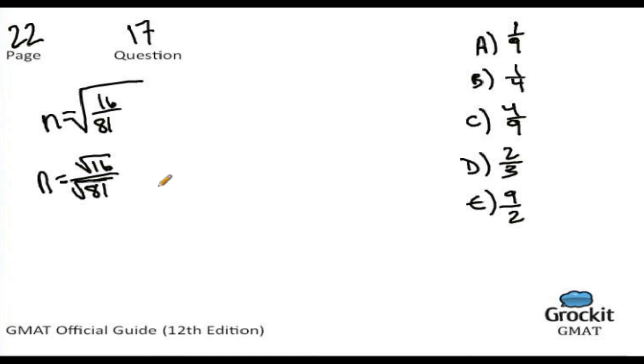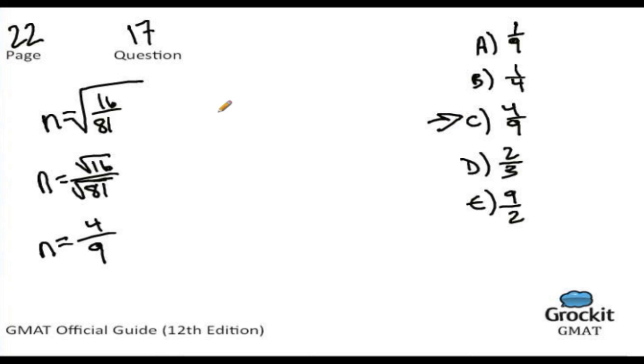Of course, you could still do it if you recognize that you can have squares of fractions and square roots of fractions and things like that. But if it's easier for you to do it this way, it's a tiny step and doesn't add any significant amount of time. So the square root of 16 is 4. So n equals 4 over the square root of 81, which is 9. Okay, so we're done, right? There's choice C right there, 4/9.